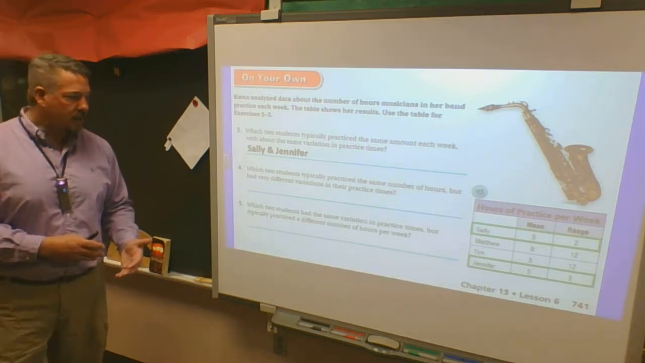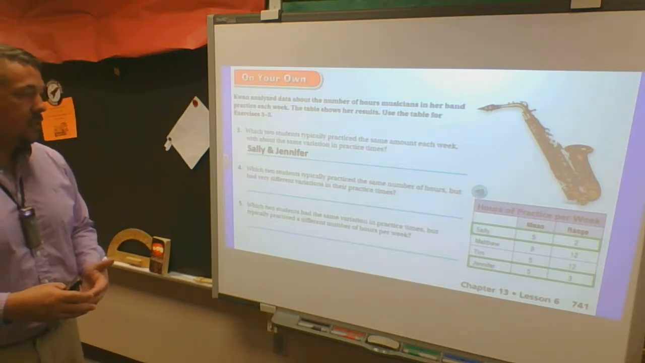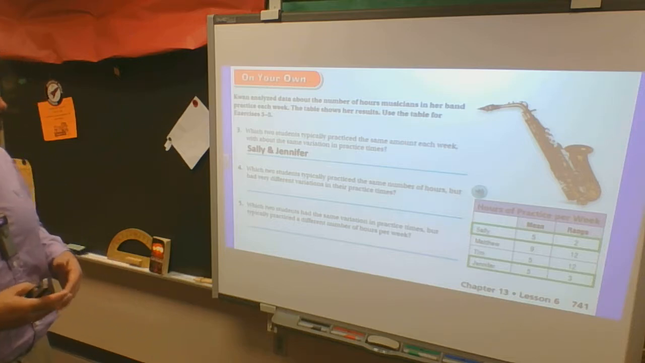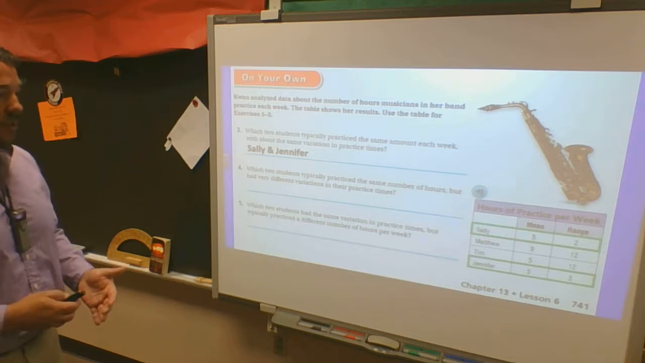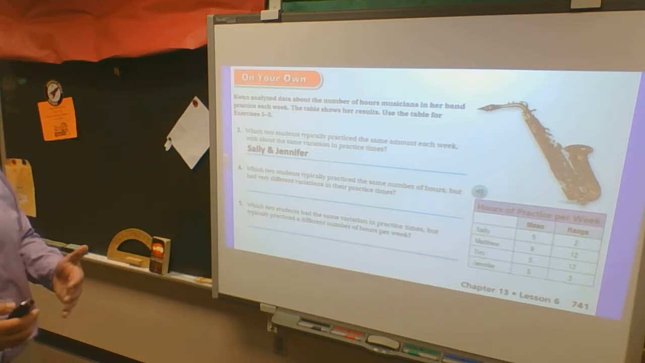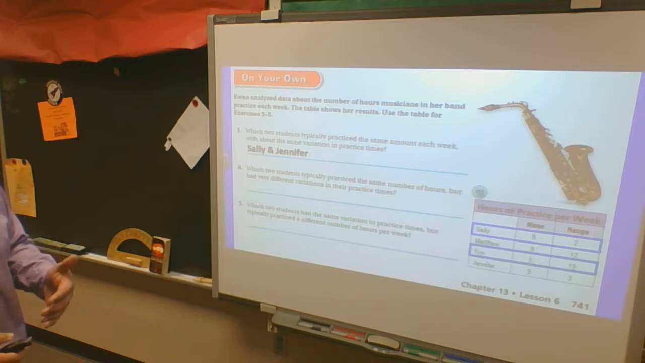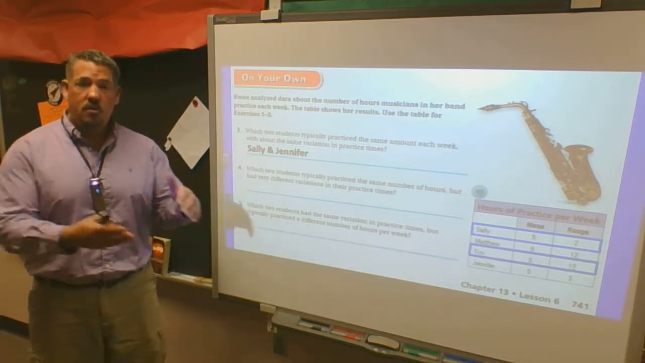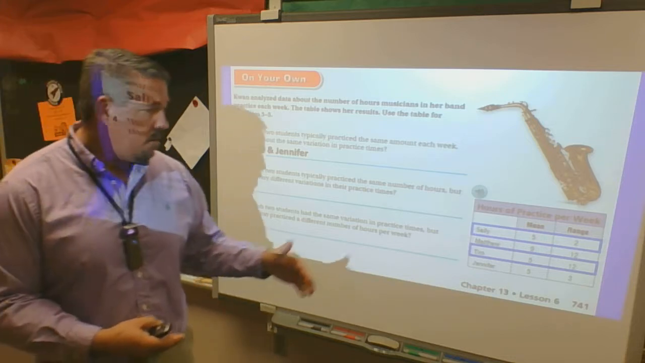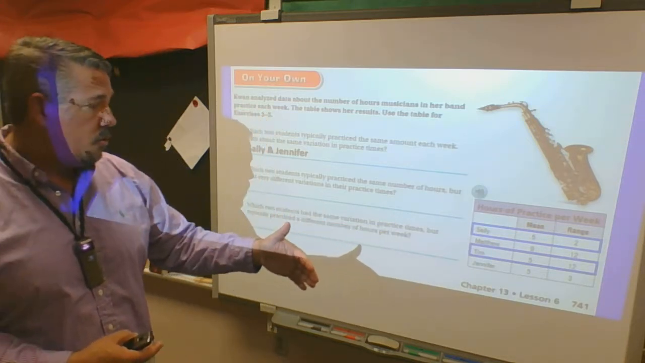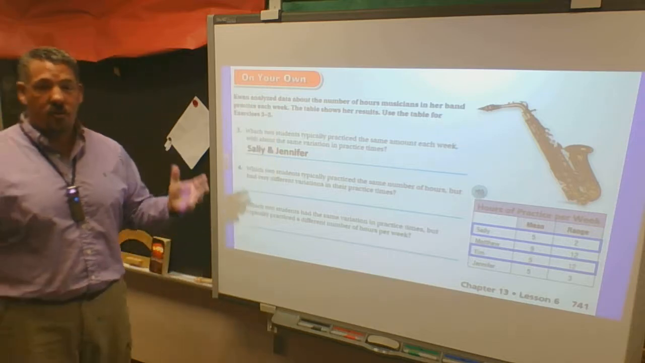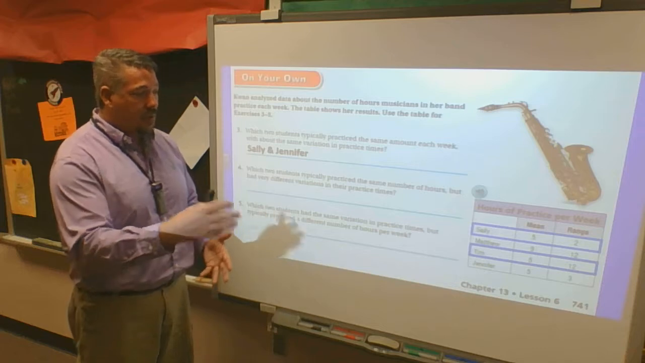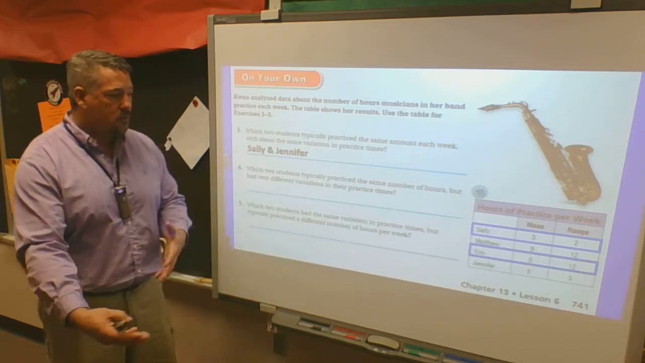When I look at 4 then, it says, which 2 students typically practice the same number of hours, so that's my mean again, but had very different variations in their practice times. So when I first look at it, I'm looking for the same hours. I have 5 and 5. And when I look at Sally and Tim, there's a huge difference in their variations. Sally was in a variation of 2, but Tim's was in a variation of 12, which means some days he could have practiced none at all, and some days he could have practiced several hours.